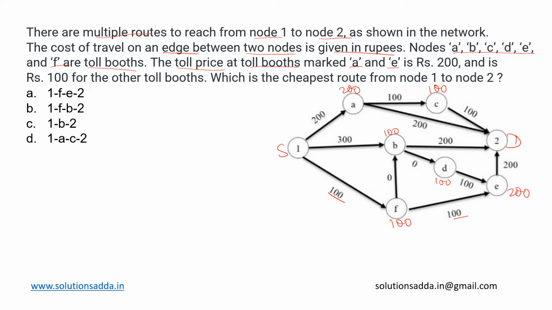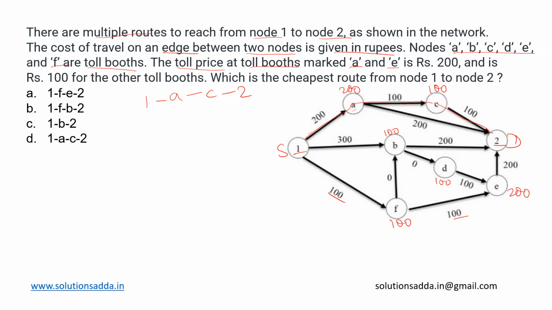So basically, we need to find out the minimum cost path from node 1 to node 2 given all these constraints. So without applying any graph theory algorithm, let us simply have a look at all the possible paths we have in this case. We can have 1, A, C and 2, this upper one.